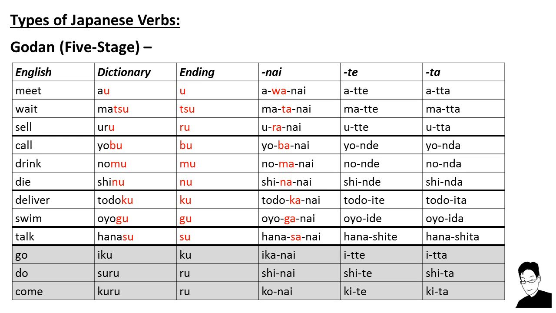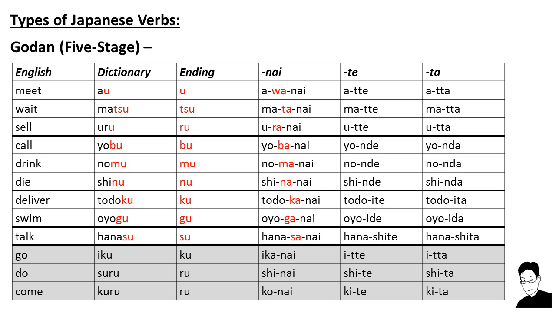Their te and ta forms remove the dictionary form consonant vowel sound ending and replace it with a double T, which in practice extends the gap between the sound words like this. Atte, matte, utte, atta, matta, utta.